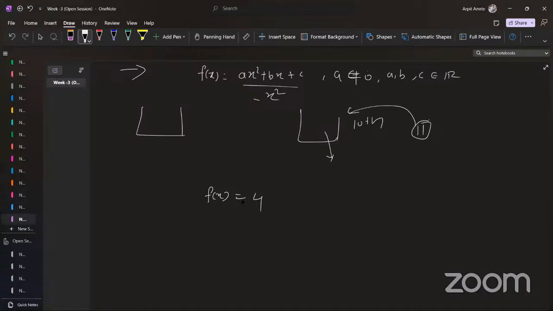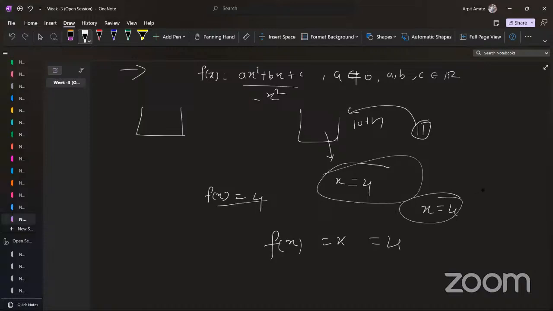Your f(x) is defined as, like, x, and you are saying that if you equate this whole term to 4, then what's the point? You are taking only x equals 4. So whenever you equate a function to something, it becomes an equation that we can solve. Sometimes we cannot solve it.